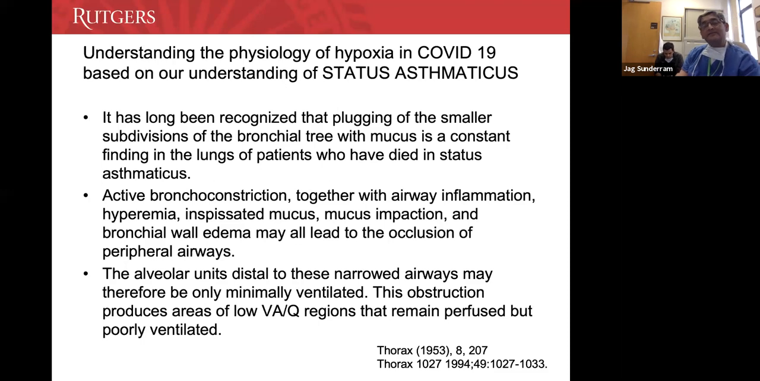And obviously it's a different pathology and pathogenesis where there's active bronchoconstriction and airway inflammation. However, what happens is there's narrowing of the airways. So those peripheral areas are minimally ventilated. And this obstruction leads to areas of low ventilation, but persistent perfusion that leads to the hypoxia.